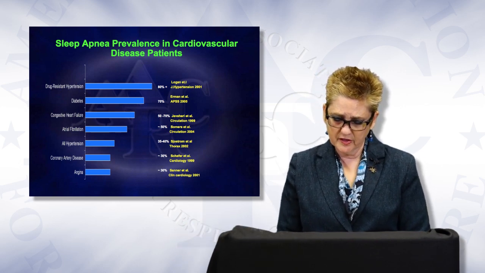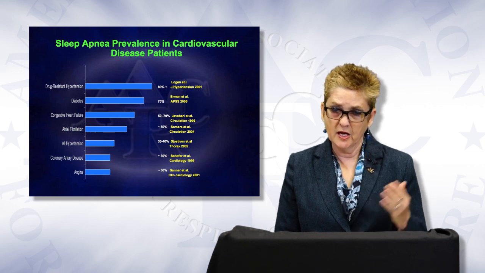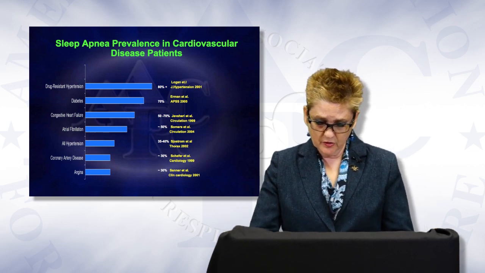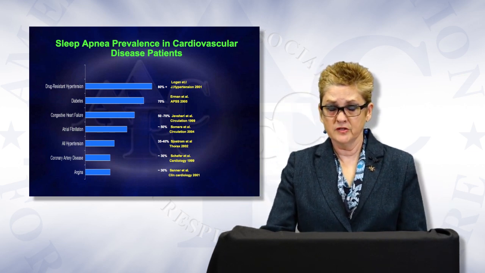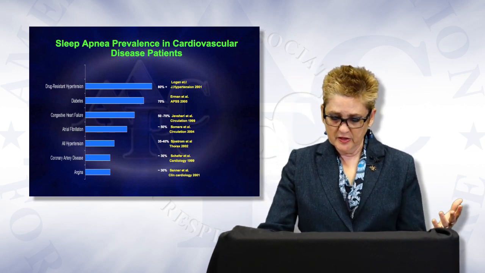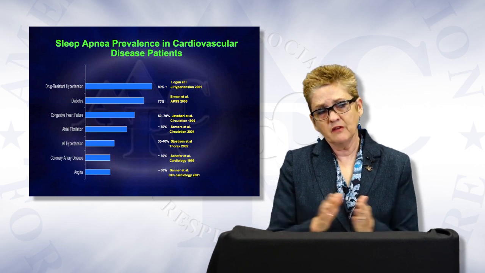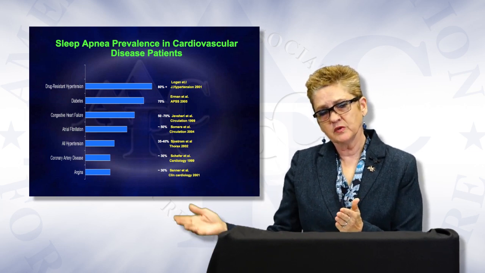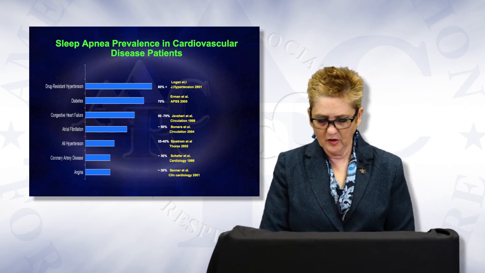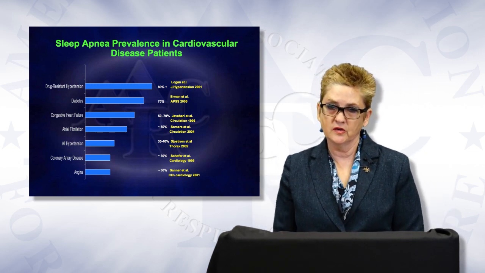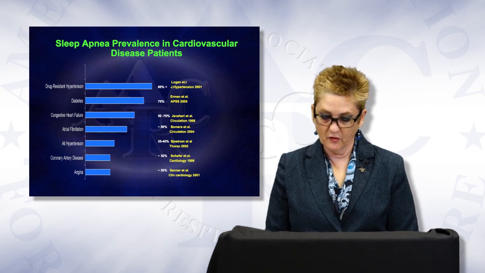If we treat that OSA in the CHF patient for a month, one study showed an increase in their ejection fraction and a decrease in their diastolic blood pressure. So even 1 month of treatment of a patient with CHF can improve the health of our patients by increasing their ejection fraction and decreasing their diastolic blood pressure and heart rate.